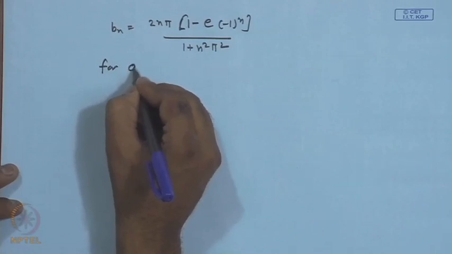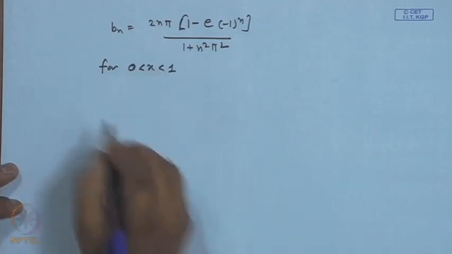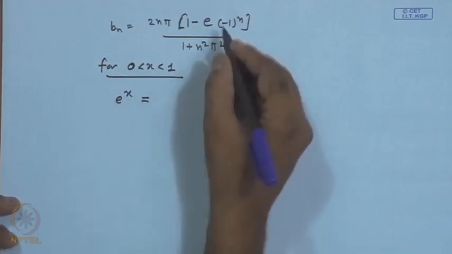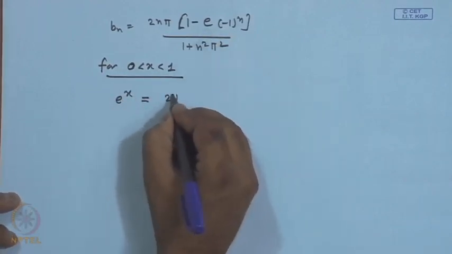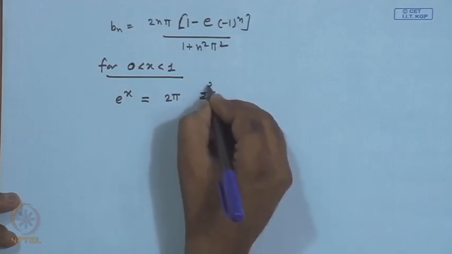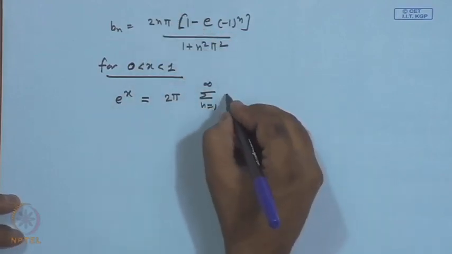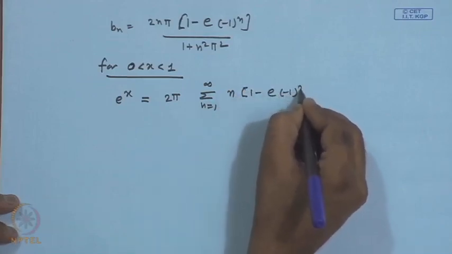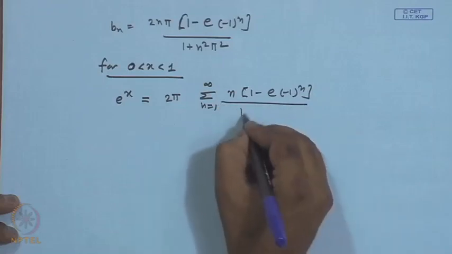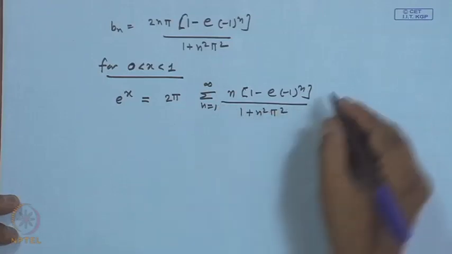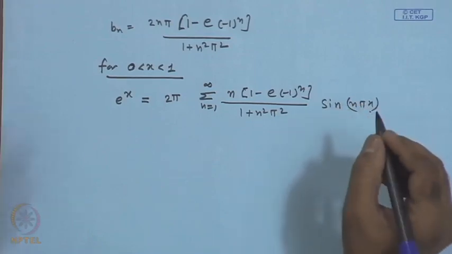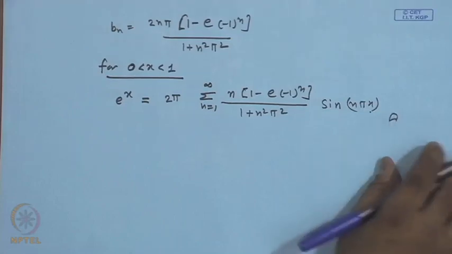So, now for x between 0 and 1, this e^x we can represent by that Fourier series: 2 pi, sum n from 1 to infinity, of n (1 minus e^(-1) (-1)^n) over 1 plus n^2 pi^2, times sin(n pi x). Done.